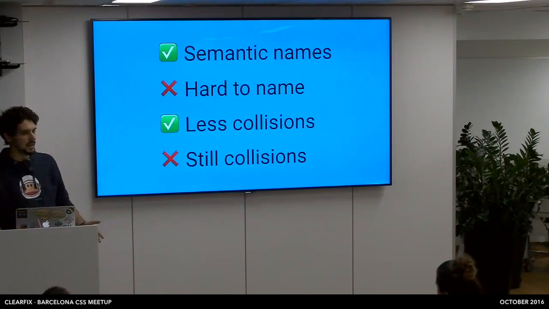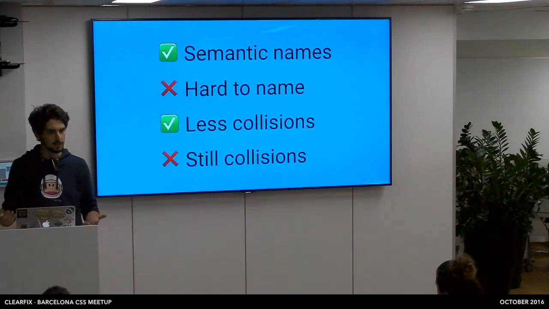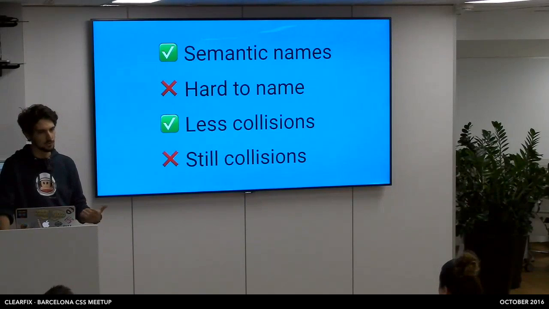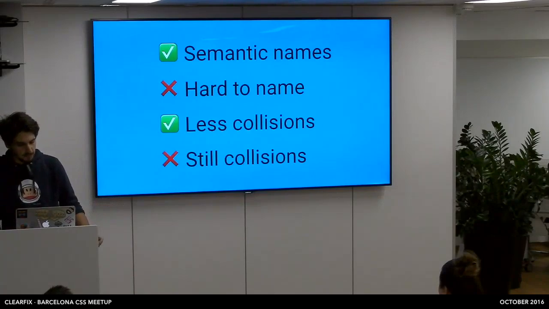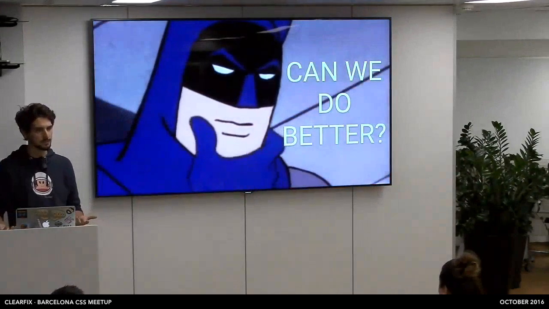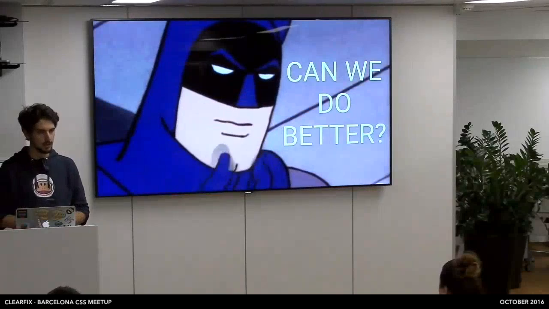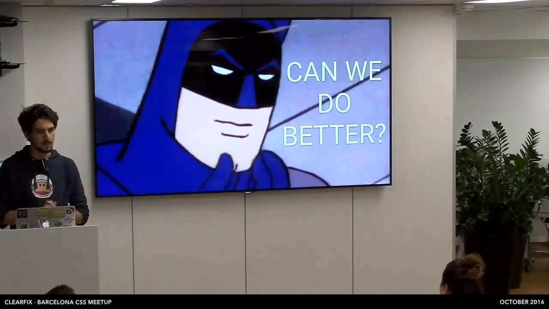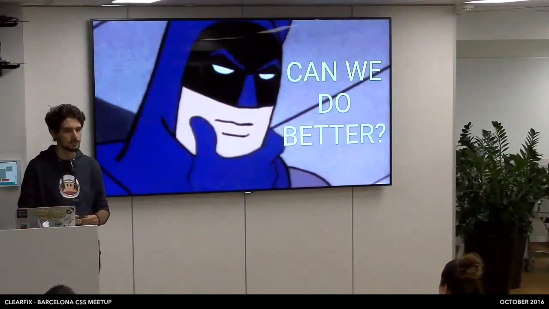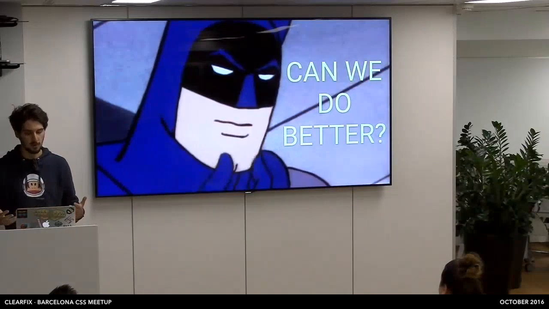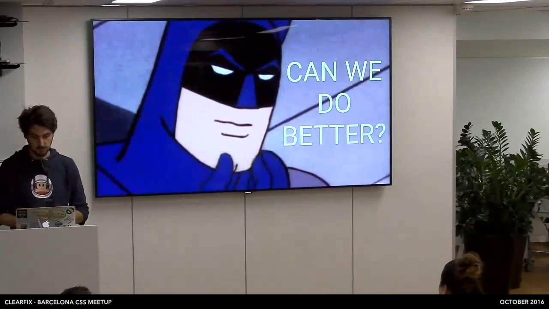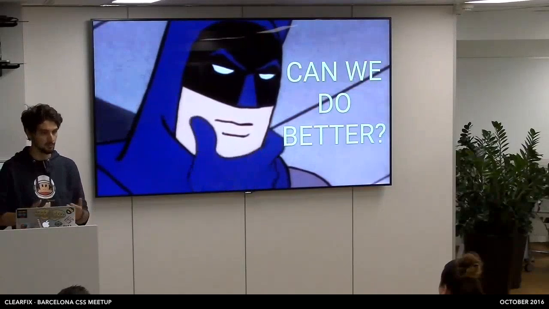So as you can see, we have some good things and some bad things about these methodologies. And today they are still the most used approach. Probably you're using them in your production website. Well, the question is, can we do better than this? Can we find some tool that allows us to not care about collisions and just give our classes the first name or the one that seems more appropriate? And there are actually solutions for this, and I'm going to show you two of them today.